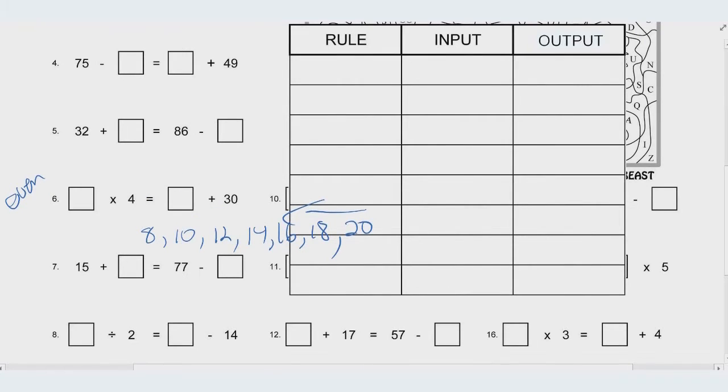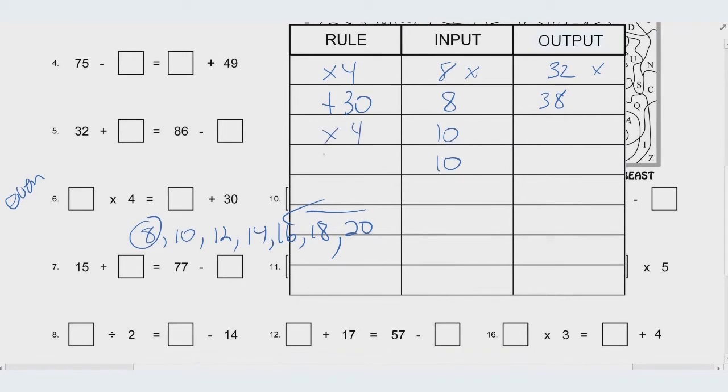So let's pick something small. Let's just start with 8. So we're going to put 8 in our input. We have times 4 plus 30. Well, 8 times 4 is 32, and 30 plus 8 is 38. So it tells us this number is too small because this is too small. We need to make it bigger. So let's just try 10.